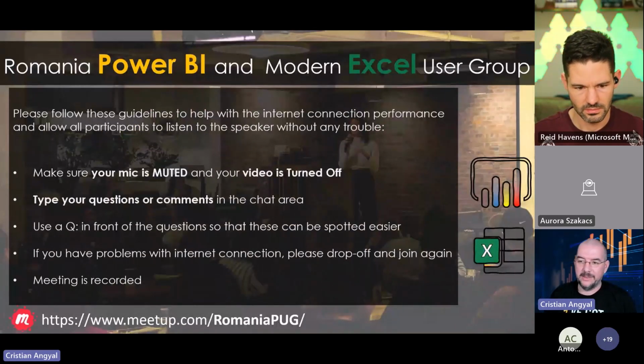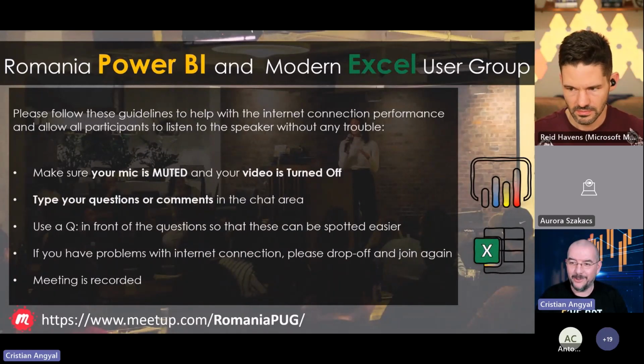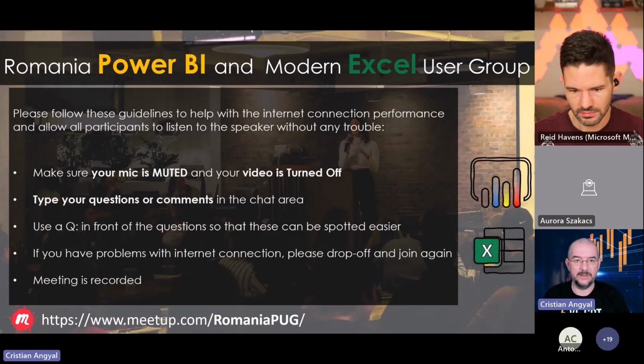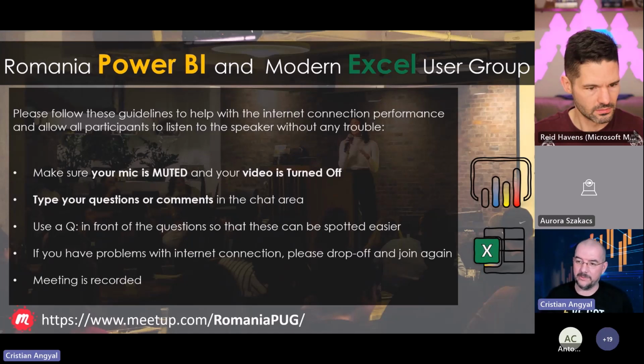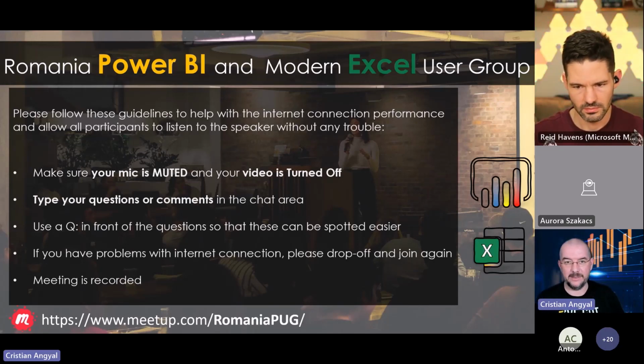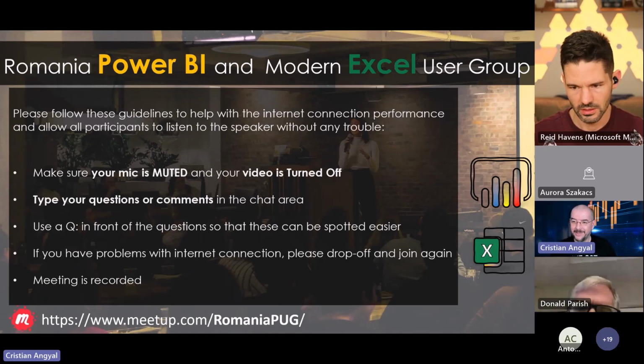This is my usual slide in terms of how we organize and for the recording. Please make sure that during the session your microphone is muted and the video is turned off so we can record everything and have no issues. Please type your questions in the chat area. Use a Q colon in front, so we can spot them easier. If you have any problem with the internet connection, please drop off and rejoin. Teams is still working, recording, and please be advised that this meeting is recorded. This note is actually for me, so I don't forget to start the recording. But anyway, if you don't want to appear on our YouTube channel afterwards, please be advised that this is a recorded meeting.